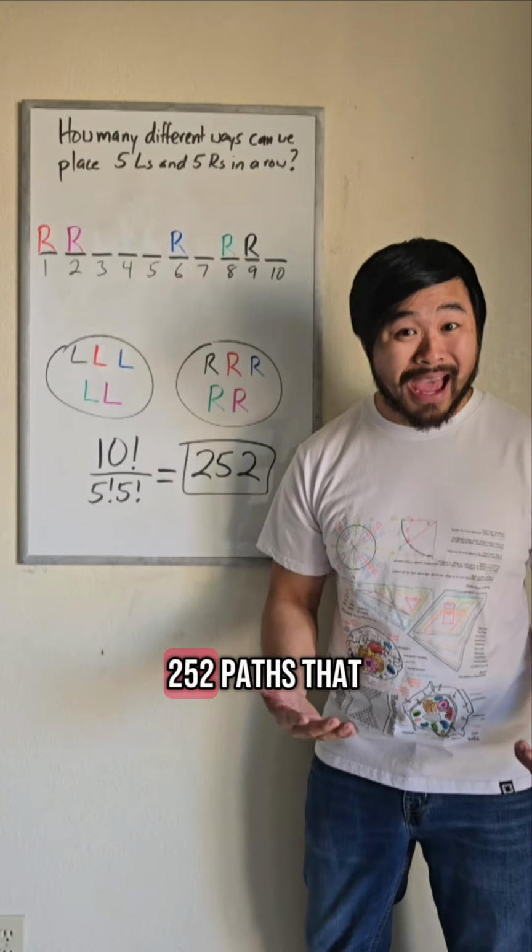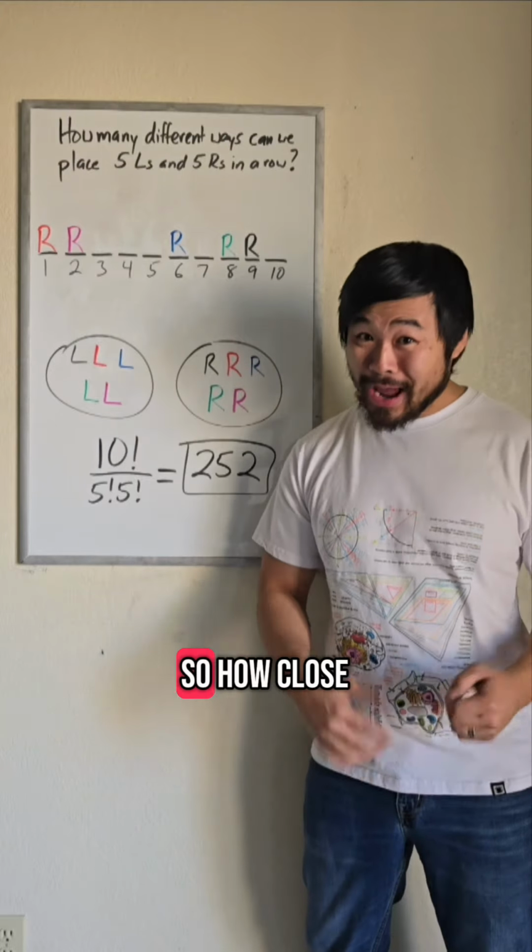So there are 252 paths that spell abracadabra. So how close was your estimate?